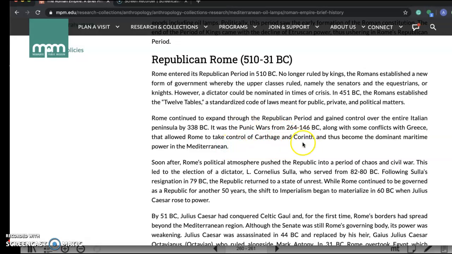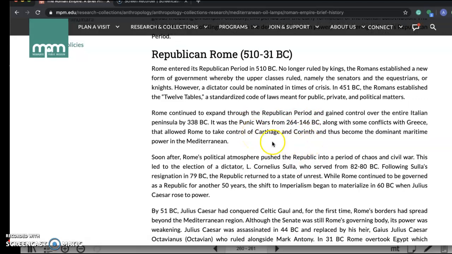Remember, Carthage and Corinth are two of the many Greek city-states that we read about beforehand. The most popular are, what would you say, Persia, Sparta, and Athens.